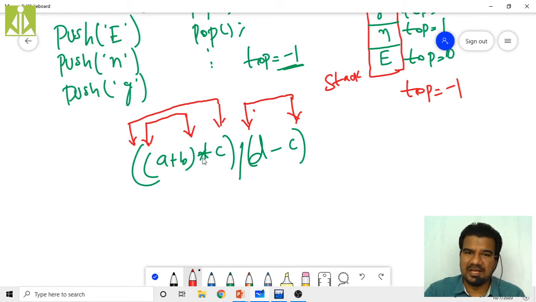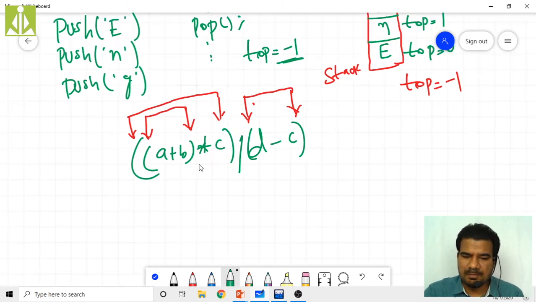Suppose you miss any closing, that will be detected by the stack only. In order to detect that balancing mismatch of parentheses, your compiler makes use of the stack. So I will write one expression without the balancing of parentheses, and I will make use of one stack, and I will show you how the compiler will detect that error.